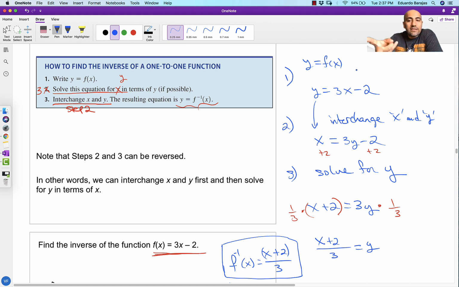Step 2 would be to interchange the x's and the y. Step 3 would be to solve for y, since we're happy to solve for y if you can. If it turns out that you can't solve for y, then there is no inverse function. That might be when you realize that this thing does not have an inverse function, which probably means you didn't start off with something that was one-to-one. So solve for y, and when you're done solving for y, that is your answer. Let y equal f inverse of x, and that's your answer.